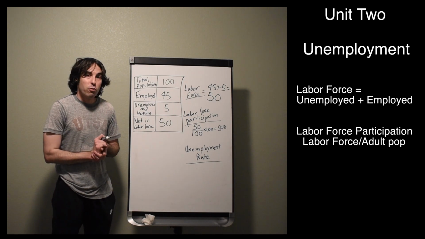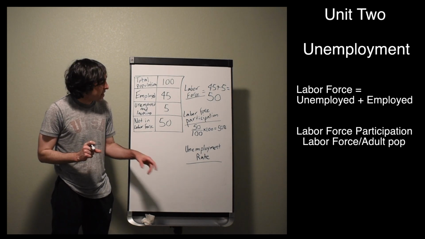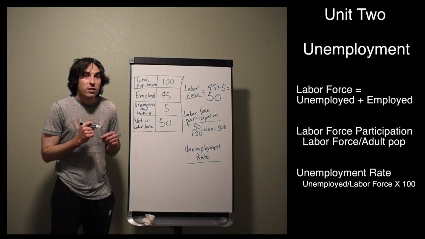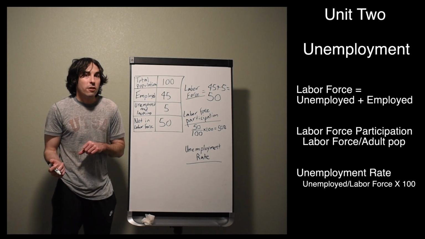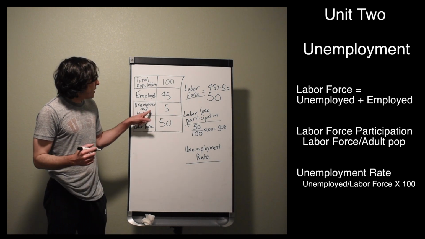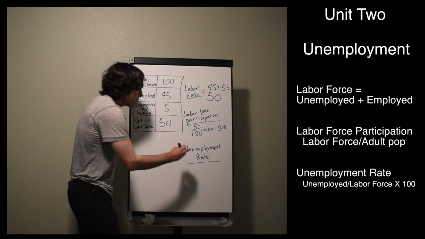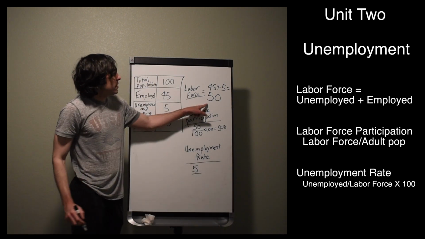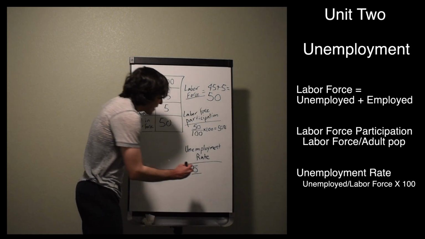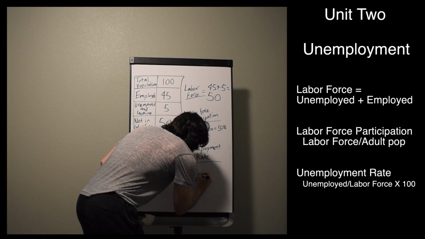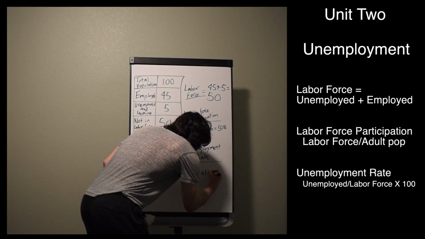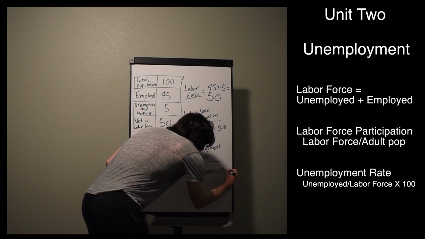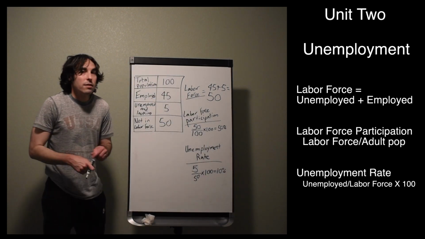Now finally, the most important part, getting our unemployment rate. The unemployment rate is going to be the amount of people that are unemployed and currently looking for work divided by the labor force times 100. We have 5 people that are unemployed and looking for work, and then we're going to take that and divide that by our 50 that is in the labor force that we calculated back at the beginning, and then we multiply that by 100, and that is going to come out to our unemployment rate. This country's unemployment rate is 10%.